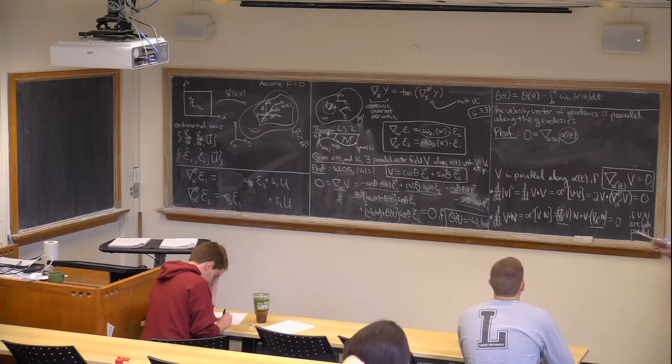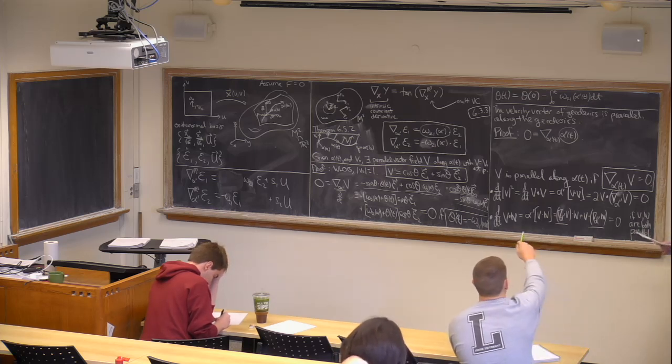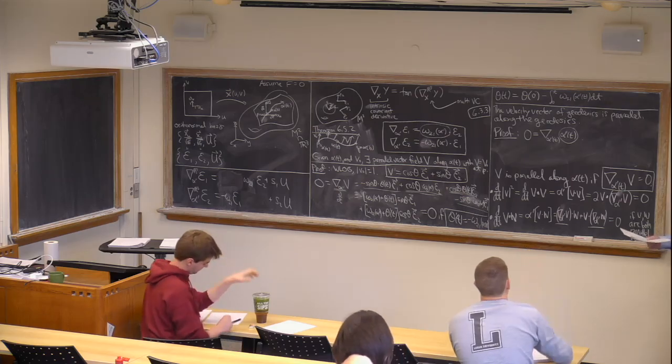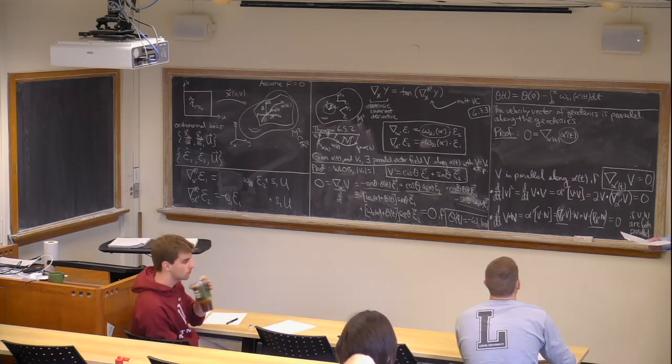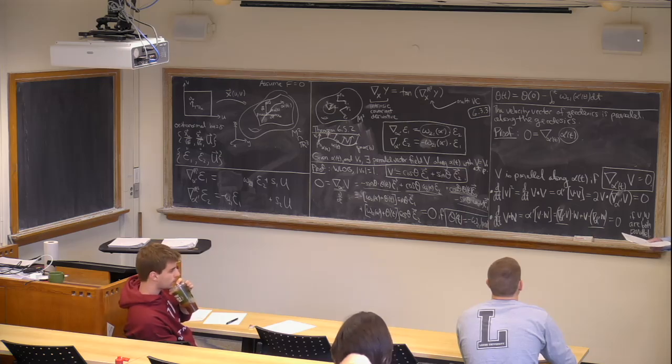So how can you take the covariant derivative of a velocity vector in the direction in which it's going? I guess, actually, now I see why that equals 0. Never mind.